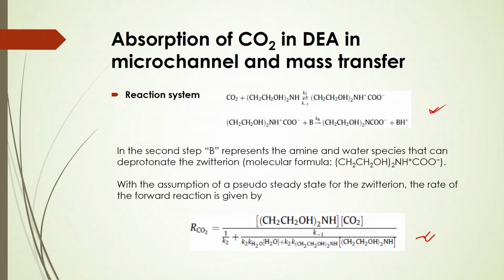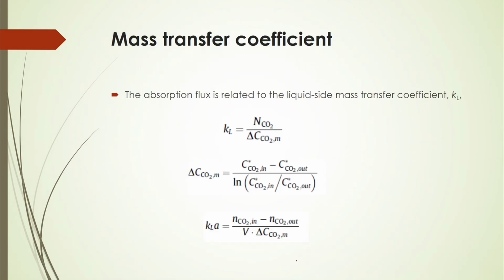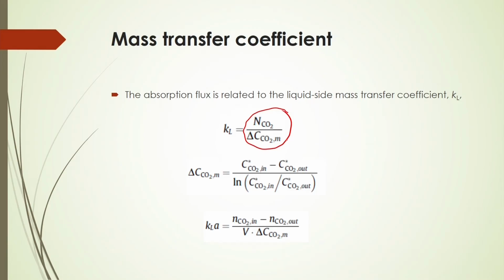And in this case, based on this, you can say what the absorption rate will be, which can be calculated by this equation. Then the absorption flux will be calculated by this equation once you know the molar flow rate at the inlet and outlet of the channel. And the mass transfer coefficient can be calculated from the absorption flux, that is N CO2, if you know the concentration gradients, as per mass transfer principles.